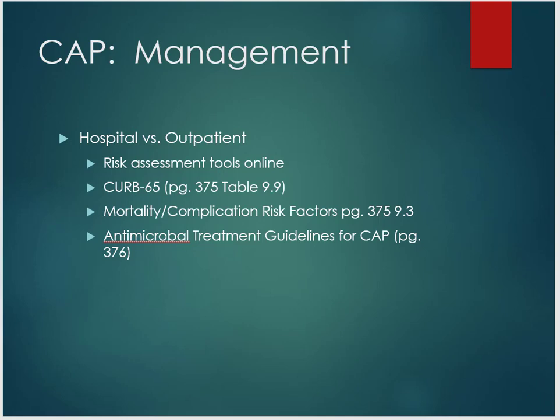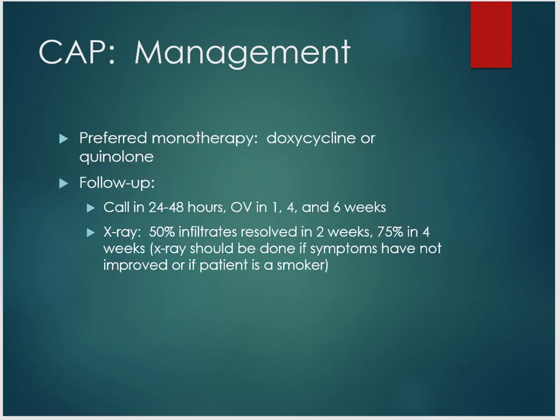Also in the book on page 375, there's a section 9.3 that discusses the risk factors for mortality and any complications associated with community-acquired pneumonia. Be sure and look at those. Of course, age comes into play, coexisting illnesses, any abnormal physical findings, and abnormal lab findings. So review that on page 375. And then in the book, there are antibiotic guidelines for community-acquired pneumonia on page 376, but also one of the links that I'm providing will give more detail and dosing information.